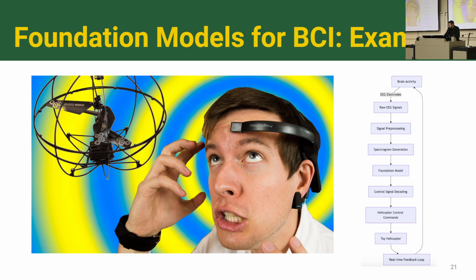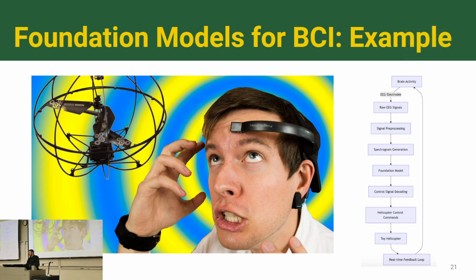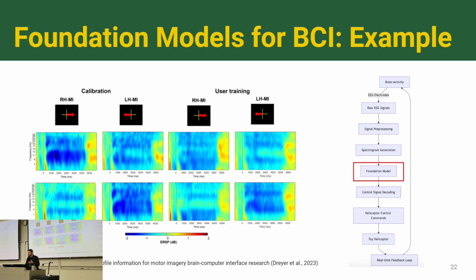And on the right is sort of the pipeline of how the system might work. So you take your brain activity in terms of the raw EEG signals, do some basic signal processing on them, and then generate a spectrogram. And I've put in here the foundation model. So rather than doing this all from scratch, if you imagine that there's a foundation model that has seen hundreds of thousands, maybe even millions of spectrograms like this before.